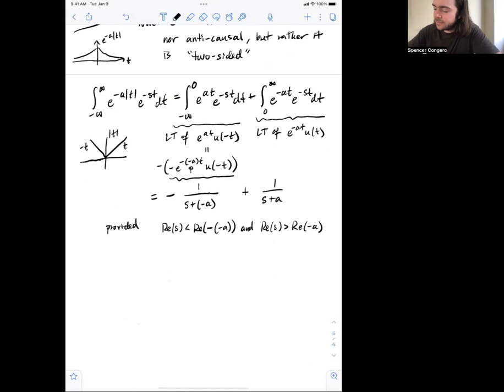And we need both of these to hold. And that's important to understand. We need this condition to hold to make sure this part converges.